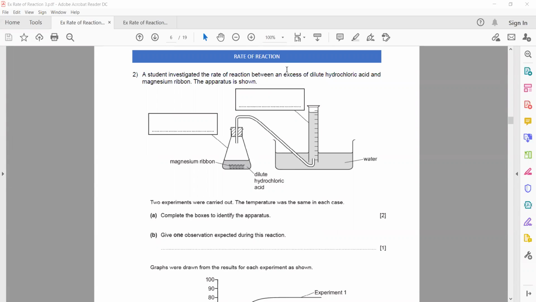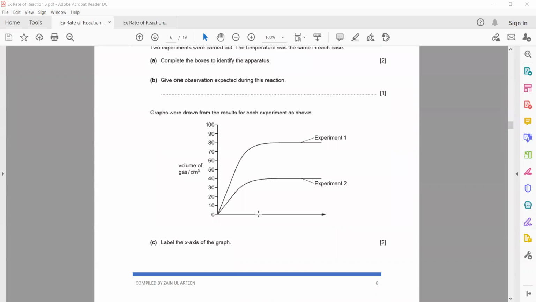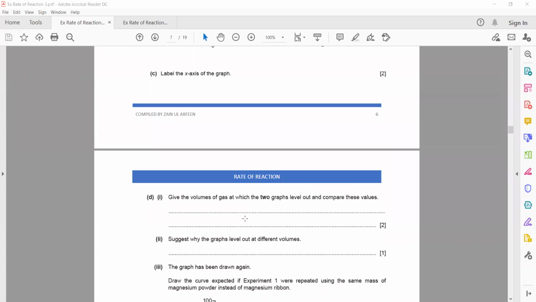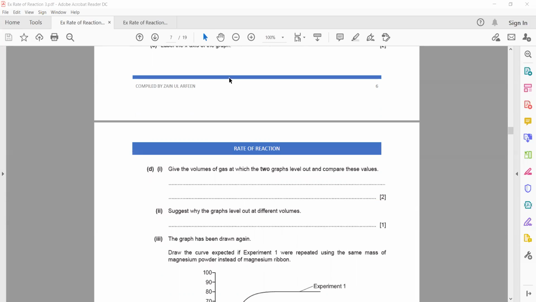I cannot mention that a different amount of hydrochloric acid is used, because the question already says an excess of hydrochloric acid is there, meaning more than enough hydrochloric acid. So you cannot say the amount of acid used is different. You have to mention that the amount of metal used in experiment 1 and 2 is different. That's why both graphs level out at different volumes.